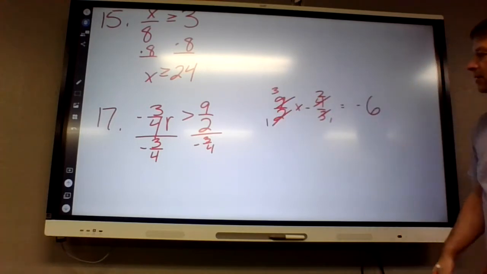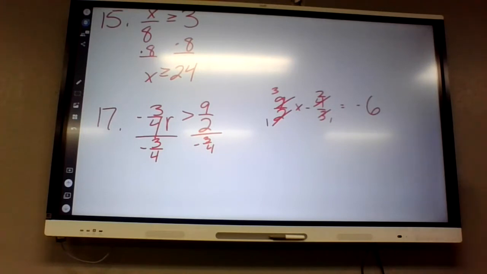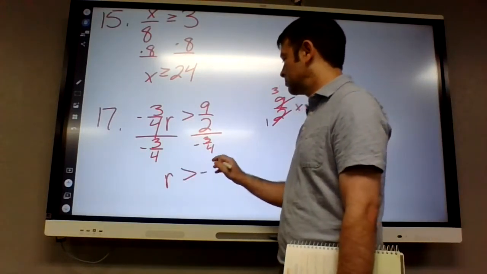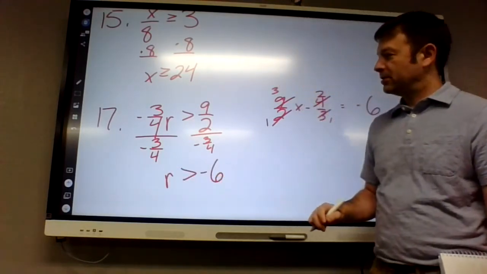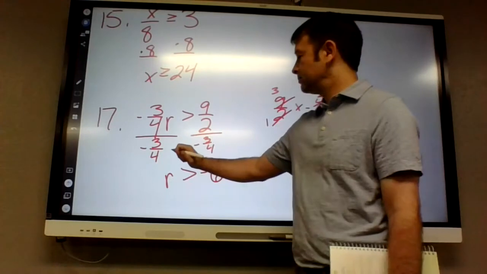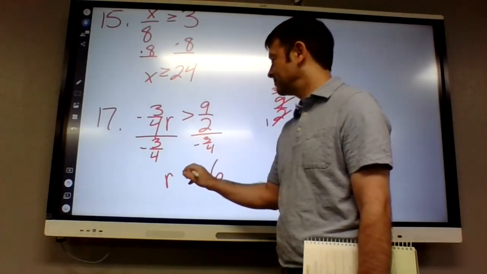Wait, what is that? And it switches. I made a mistake. What did I do wrong? You didn't flip the sign. Didn't flip the sign. Okay.